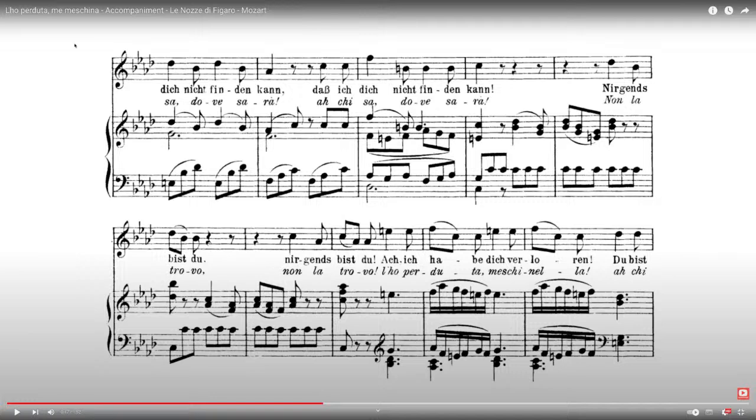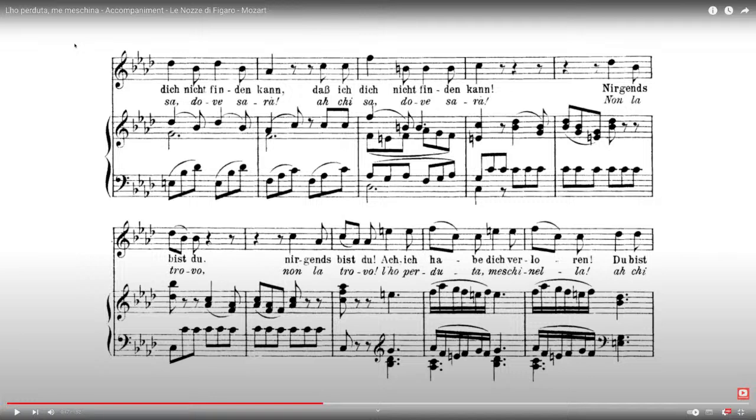And always remember, what is a phrase? A chissà dove sarà. So I want to gravitate every other measure. It's a little heavier on the next one. So da-yum, da-dum, da da yum da dum, da da da da da da da. Chissà dove sarà. Non la trovo.